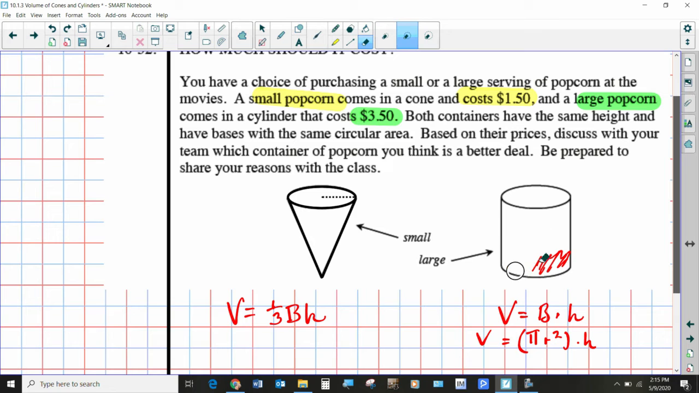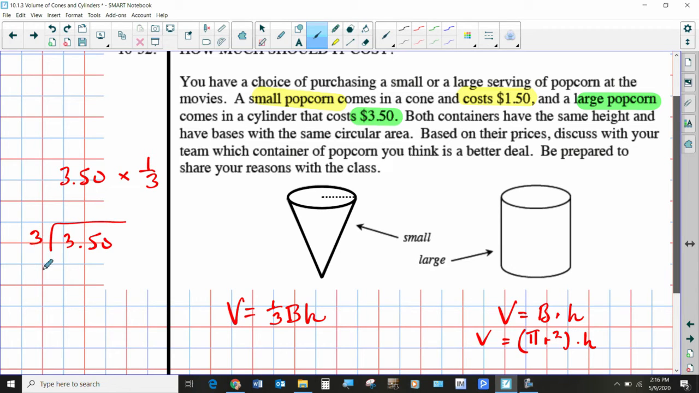So with that in mind, we can now use a strategy to figure out which one of these popcorns would be the better value. If I take 1/3 of $3.50, how much is that? Let's figure that out. $3.50 times 1/3 is the same as $3.50 divided by 3, right? 1/3 means you're breaking it up into 3 equal parts, and you're just going to take one of those.